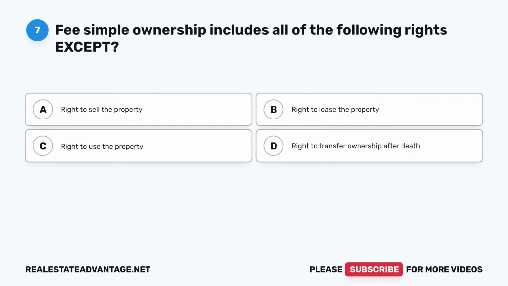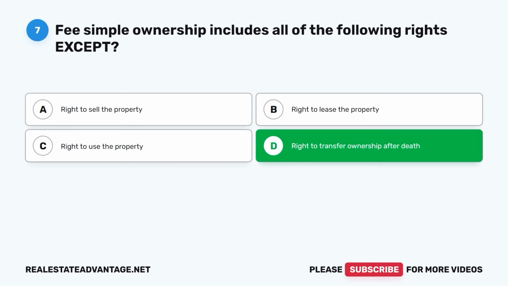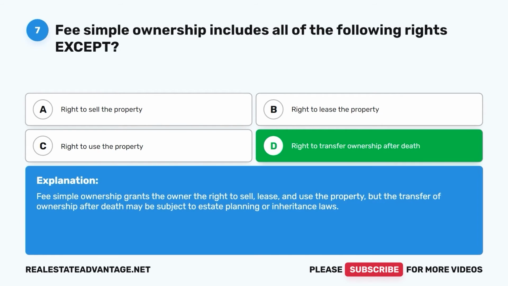Question 7. Fee simple ownership includes all of the following rights, except A. Right to sell the property. B. Right to lease the property. C. Right to use the property. D. Right to transfer ownership after death. The correct answer is D. Right to transfer ownership after death. Fee simple ownership grants the owner the right to sell, lease, and use the property, but the transfer of ownership after death may be subject to estate planning or inheritance laws.